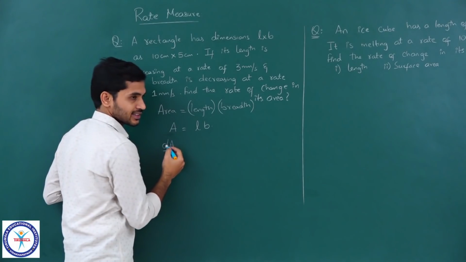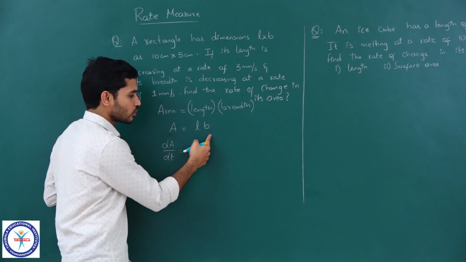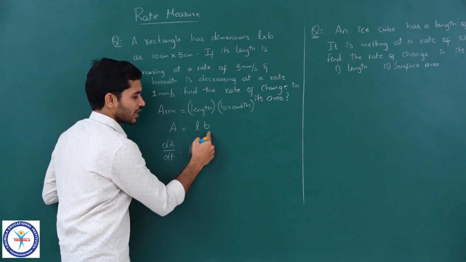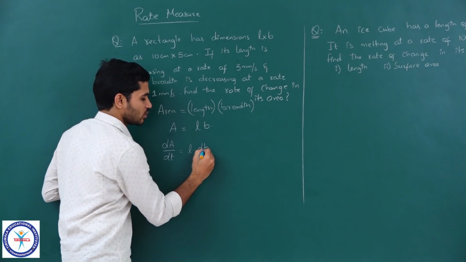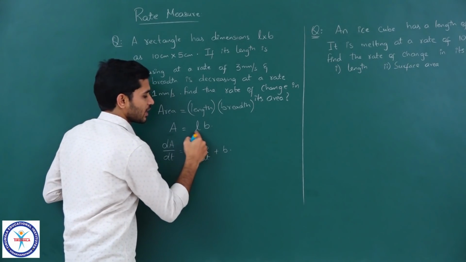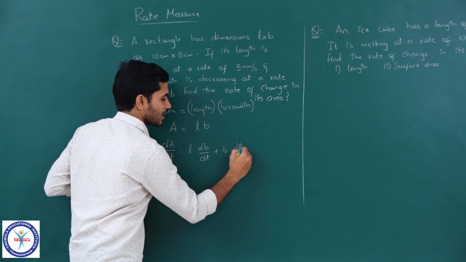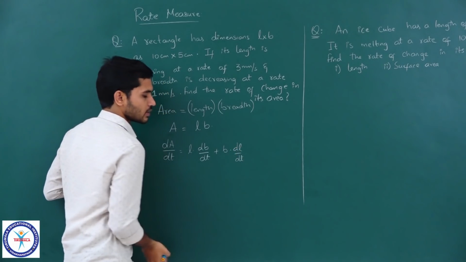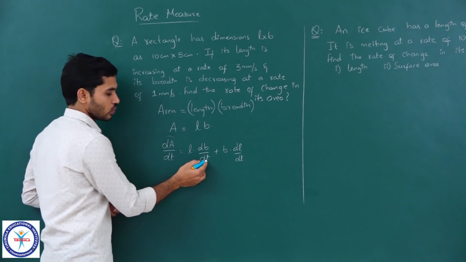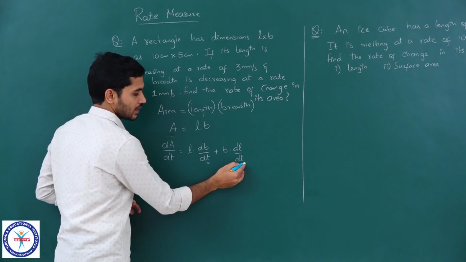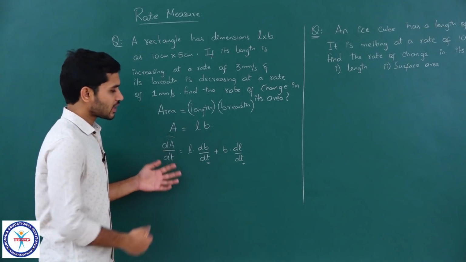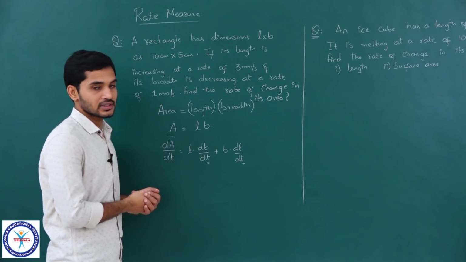You know that this is a UV rule, I can apply UV rule here. And how do we apply UV rule? First function into derivative of second function, which is dB by dt, plus second function into derivative of first one, which is dL by dt. So that's it, we got the relation between the rate of change in area with the length and breadth and the rates of change in length and breadth. The rest is just substitution, which we can easily complete.